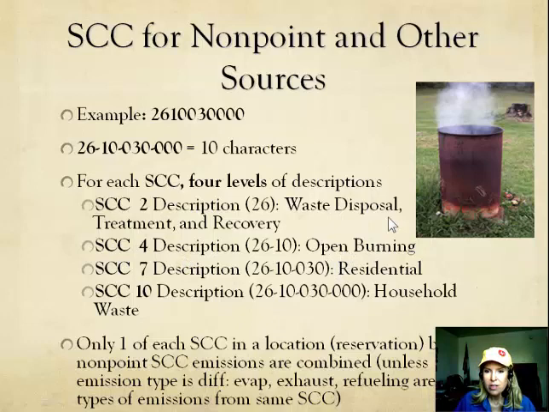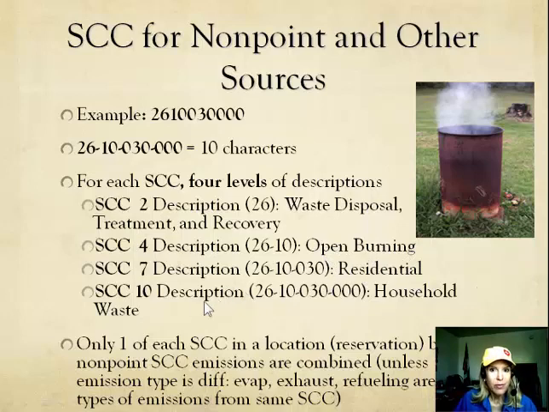Okay, so within waste disposal, it's open burning. Then the next digits, so down to the 7 level, so now we tack on 030. So the source classification code level 7 description includes the first 7 characters, and that means within waste disposal, it's a type of open burning, and it's residential open burning.